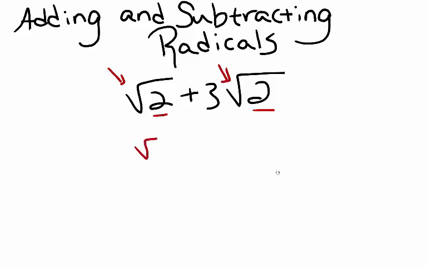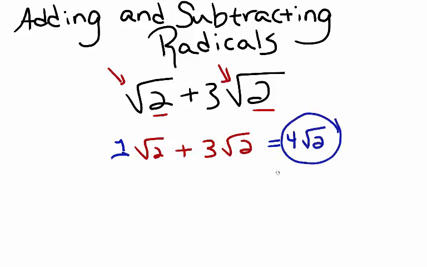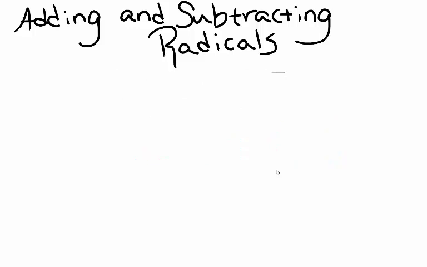Here we have square root of 2 plus 3 square root of 2. The square root of 2 has an understood coefficient of 1. So 1 square root of 2 plus 3 square root of 2 equals 4 square root of 2. Now it may not be obvious that you have like radicals in some cases until you simplify the radicand.